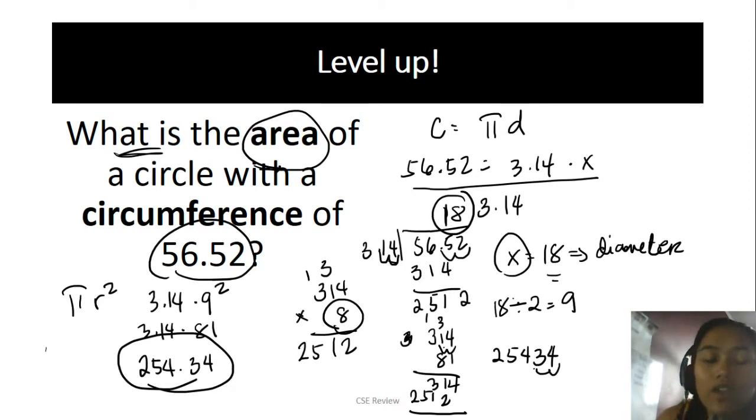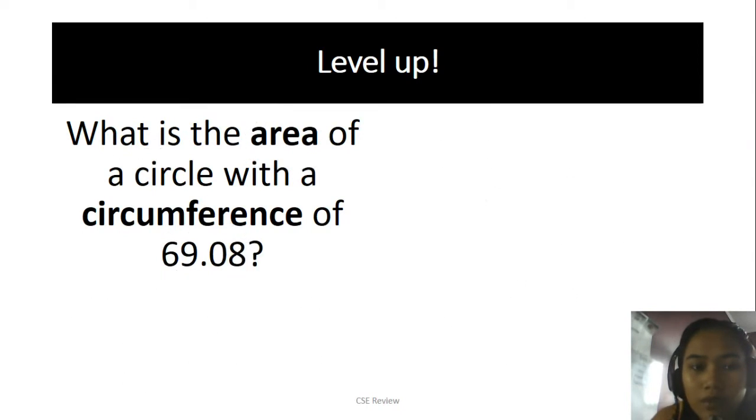Okay? Again, what did we do? We just took the diameter from the given circumference. Then, from the diameter, you can get the radius. And once you get the radius, you can get the area. Okay? So, I need you to try this out for yourself so you won't forget. So, solve this problem. Hit pause now.